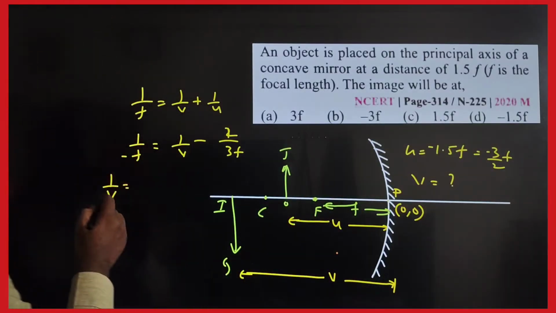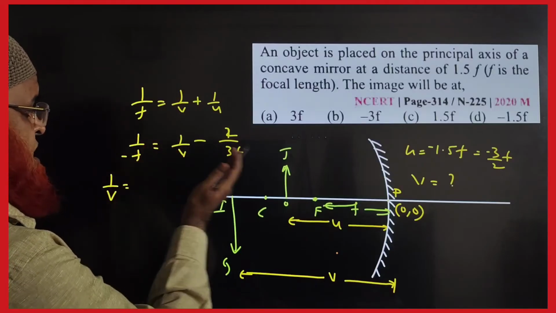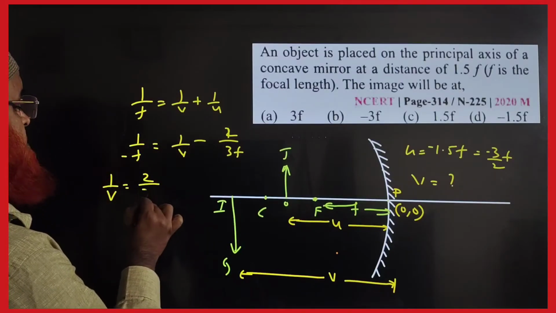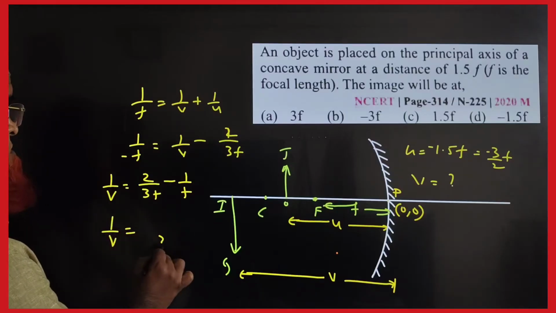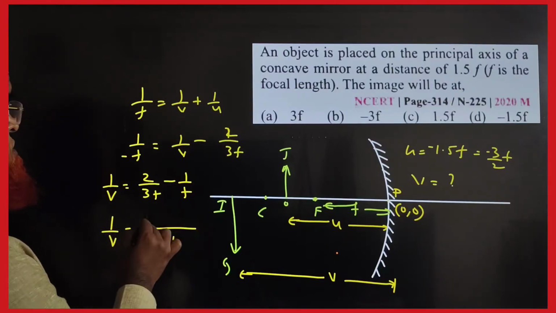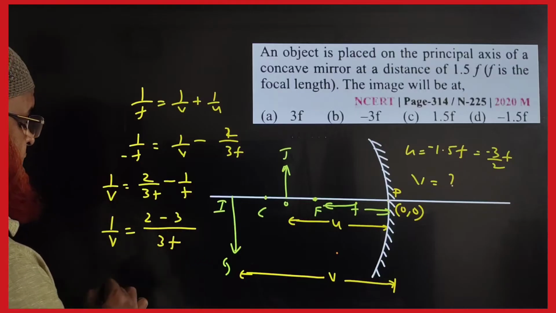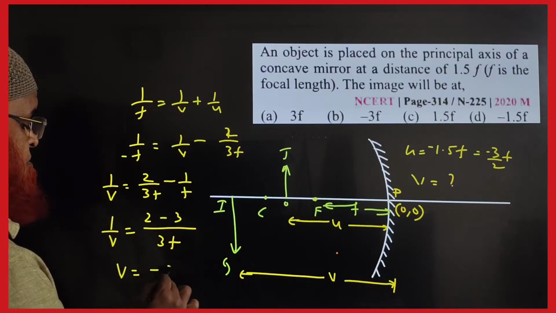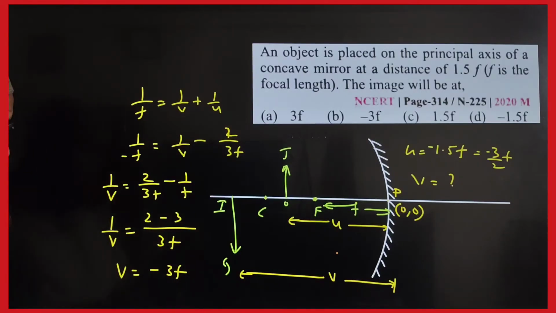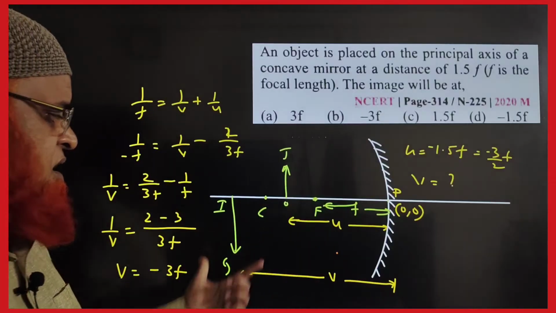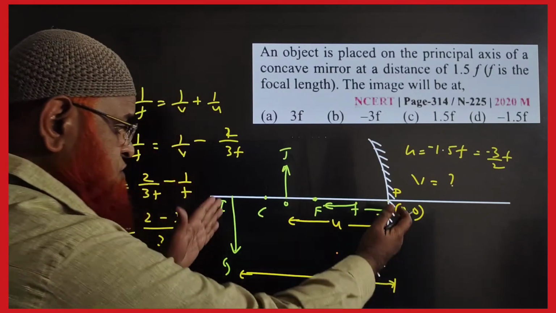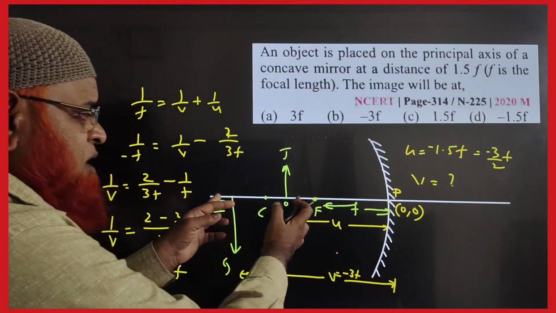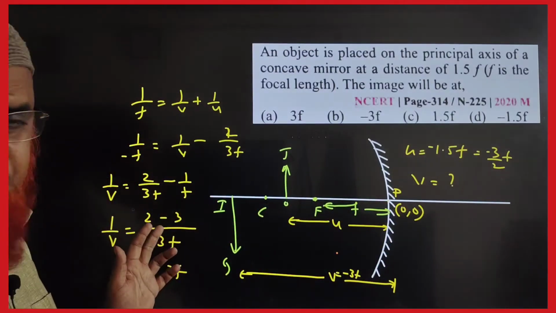So what are we going to do now here? So 1 by v, you have to find out. This you will send here. That is 2 by 3f minus 1 by f. So 1 by v is nothing but 3f is going to be LCM. So 2 minus 3. So v is equal to how much? Minus 3f. Okay? So minus 3f means your image distance is going to be minus 3f. So ये focal length जितना है उसका 3 गुना ज्यादा लेफ्ट साइड में दिखा था.